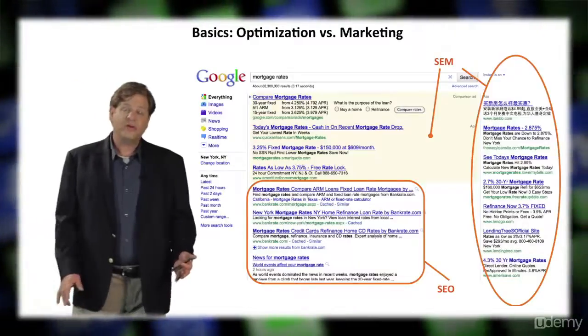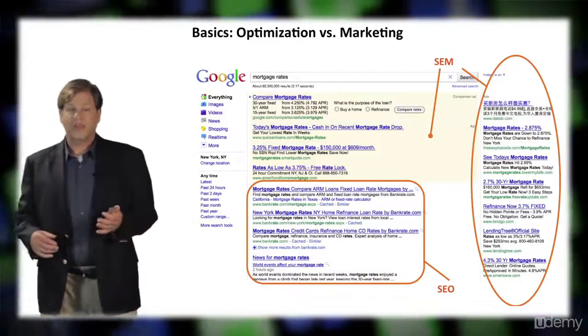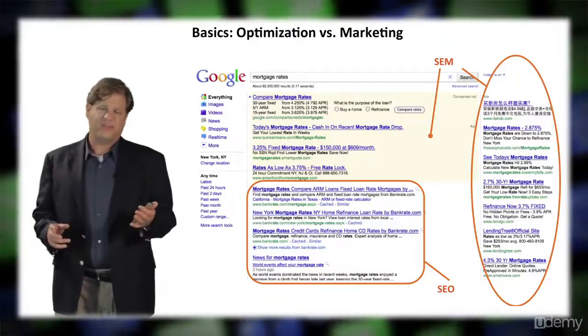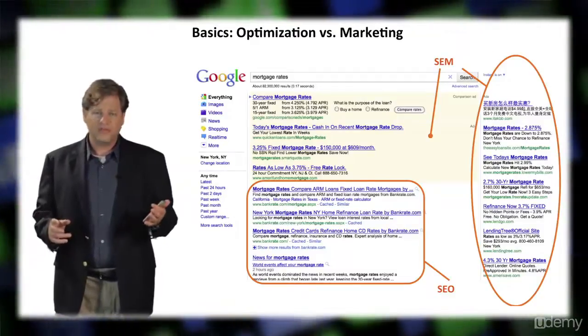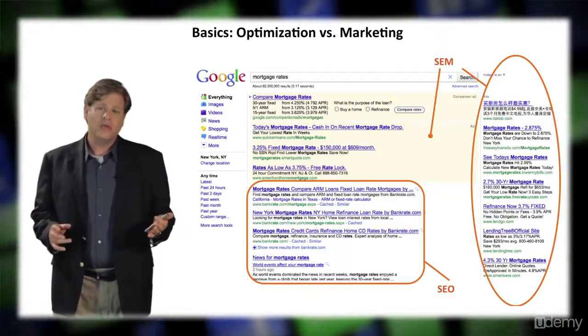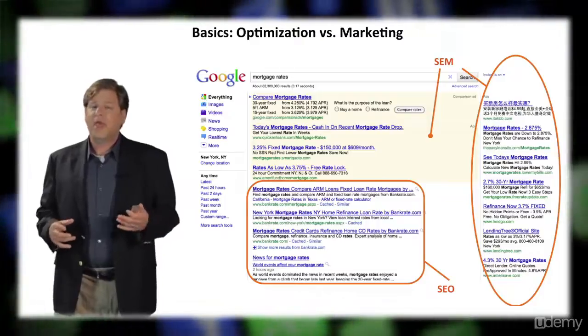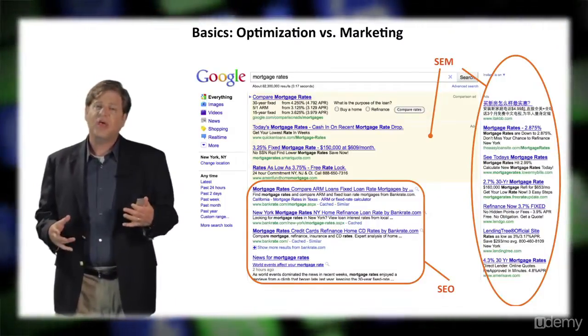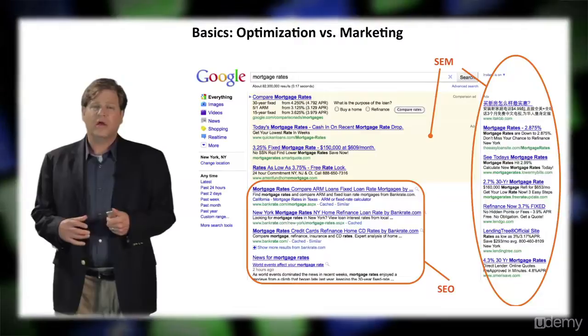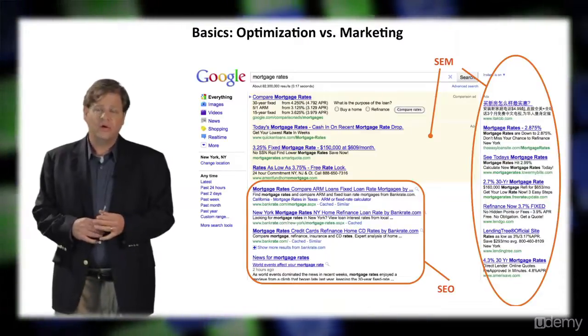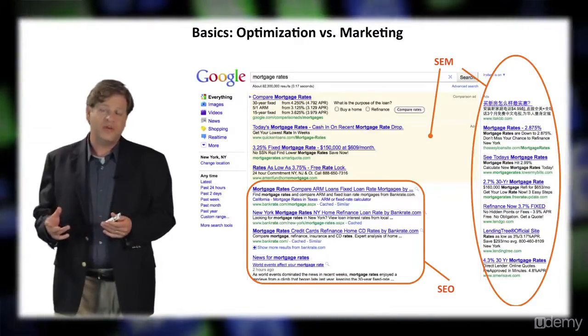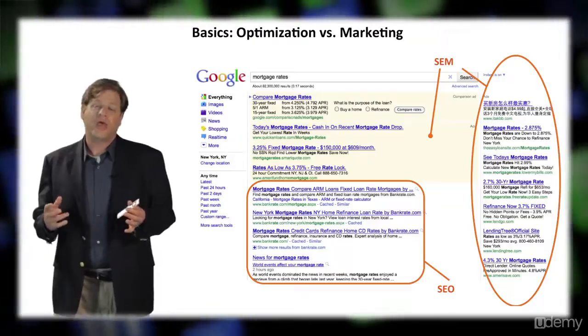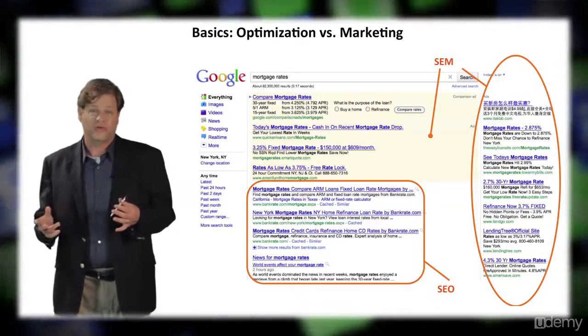Some more basics here. You can see on the screen I've labeled two content areas. SEM stands for search engine marketing. Search engine marketing is paid, you buy those positions. And then the other content area I've labeled SEO, it stands for search engine optimization. And those are the search results that Google's algorithm returns.